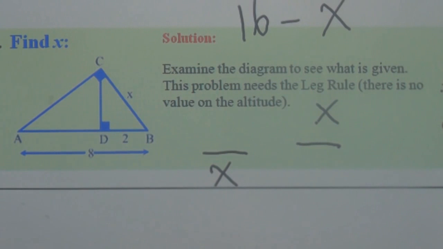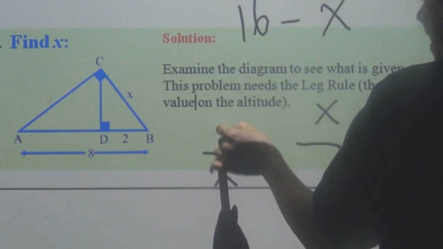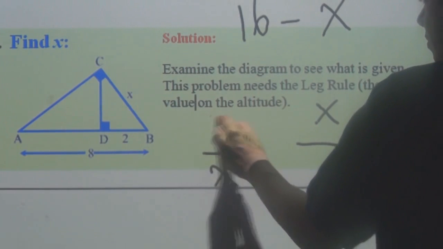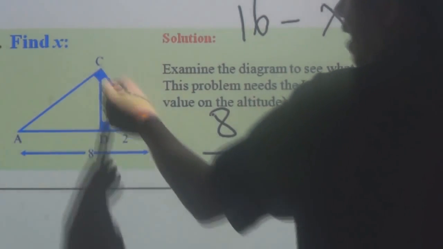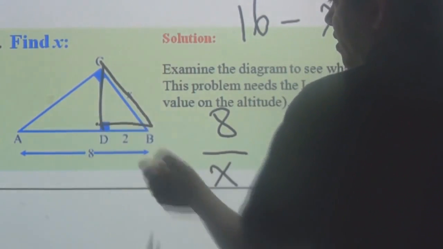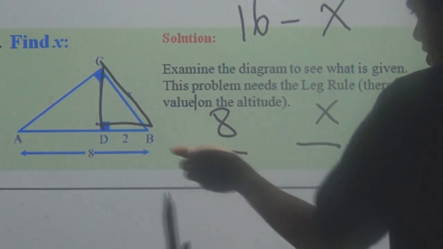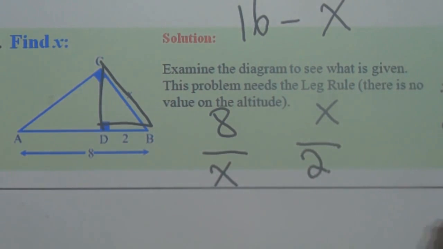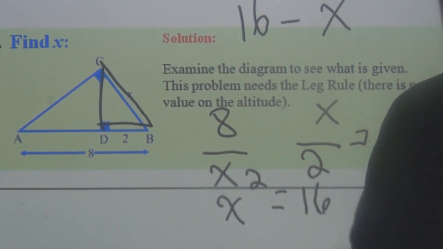On top, it says that I should put the hypotenuse, and then the projection. Well, I'm dealing with this triangle right here, so the projection has to do with this. It has to be dB, which is 2. So you do that, then you cross multiply and you end up with x squared equaling 16.